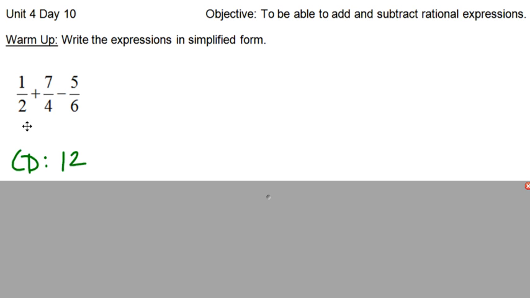Well, 12 divided by 2 would be 6, so I would multiply both the numerator and denominator by 6. 12 divided by 4 is 3, so I would multiply the numerator and denominator by 3. 12 divided by 6 is 2, so I'd multiply the numerator and denominator by 2.